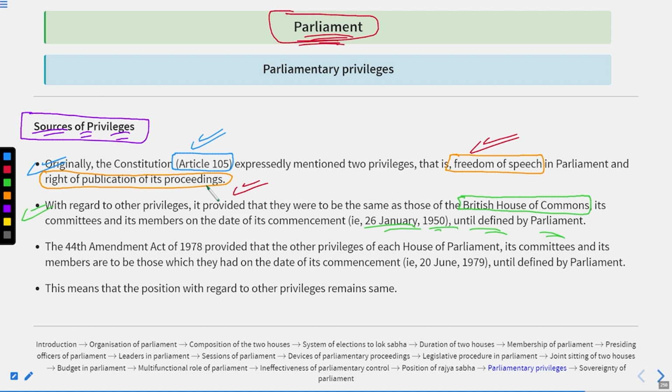These two privileges basically. If we talk about the other privileges, they come in the same way as from the British House of Commons, which is the lower house in the British Parliament. Whatever rights and privileges were given to the members of the British House of Commons and its committee members, the same were given to the parliamentary members of India on the commencement of the Constitution on 26 January 1950. And this provision holds until it is defined by Parliament. Got it?